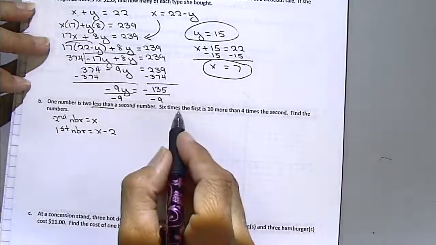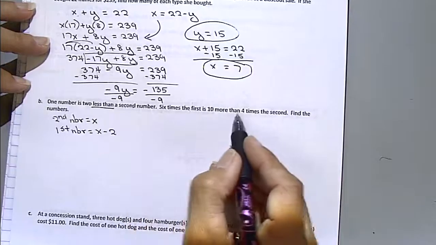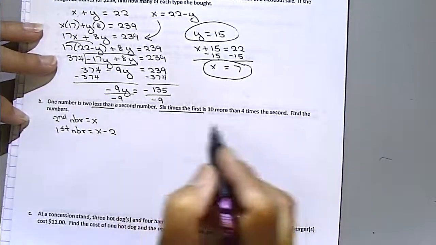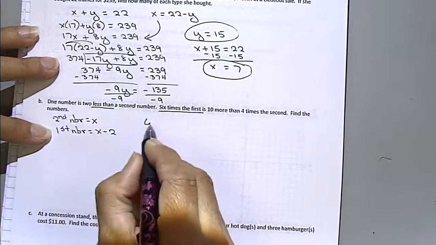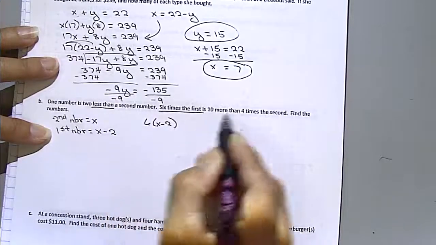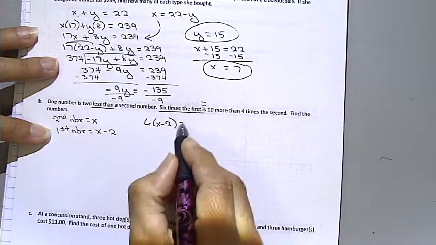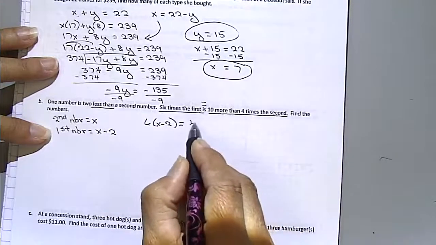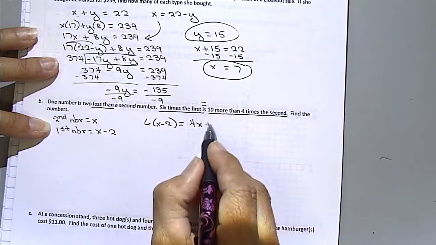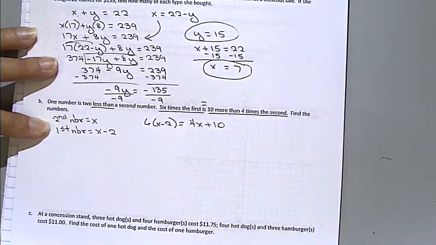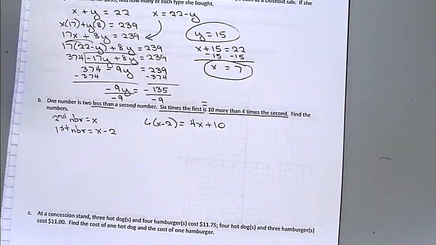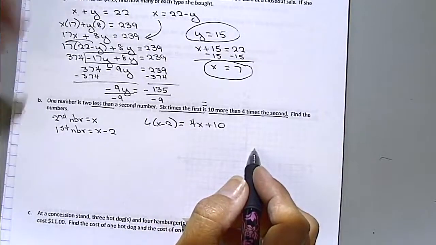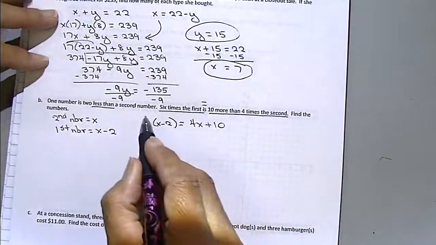And then you're going to say 6 times the first number is 10 more than 4 times the second. Well, I can write that down. 6 times the first number, 6 times X minus 2, is equal, right? 10 more than 4 times the second. Well, 4 times the second would be 4X, wouldn't it? 10 more than that is going to be plus 10. Now, I could have written 10 plus 4X. Would it have mattered in solving that? Would it have mattered if I'd said 10 plus 4X or 4X plus 10? Somebody say no, please. No. Okay, thank you.